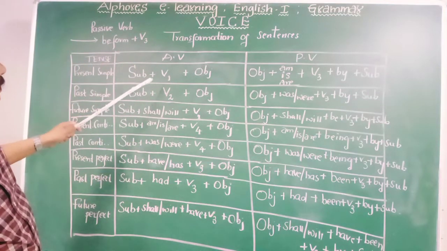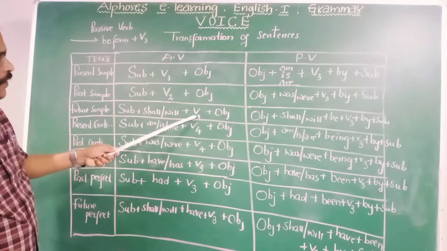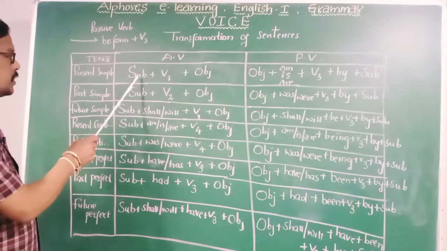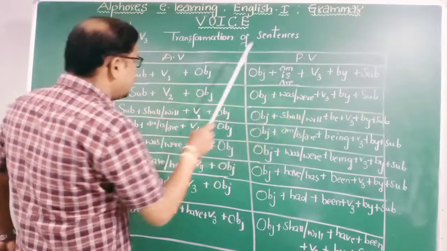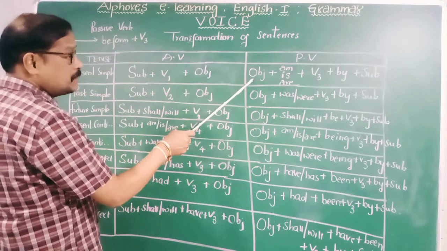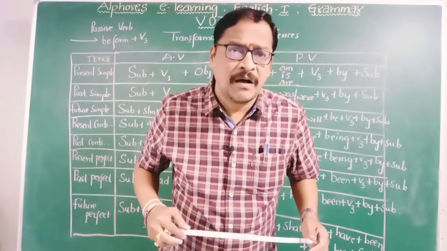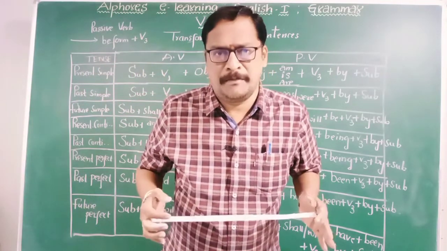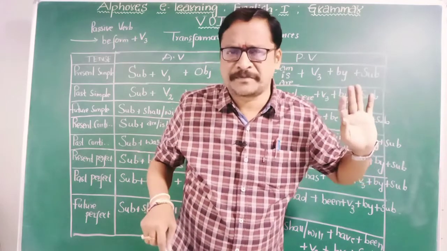You carefully observe. Here comes V1, V2. Shall or will V1. Okay. So the subject comes at the end of passive voice. And here object becomes the subject of passive voice. This is the table. You must be thorough with all the structures first of all.